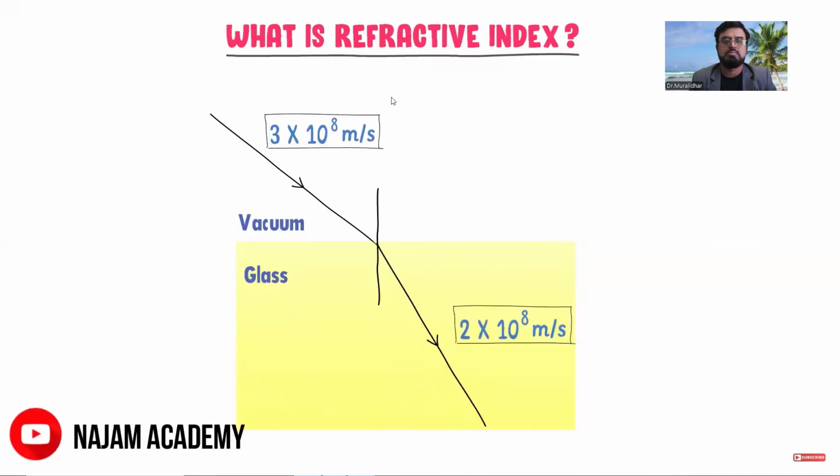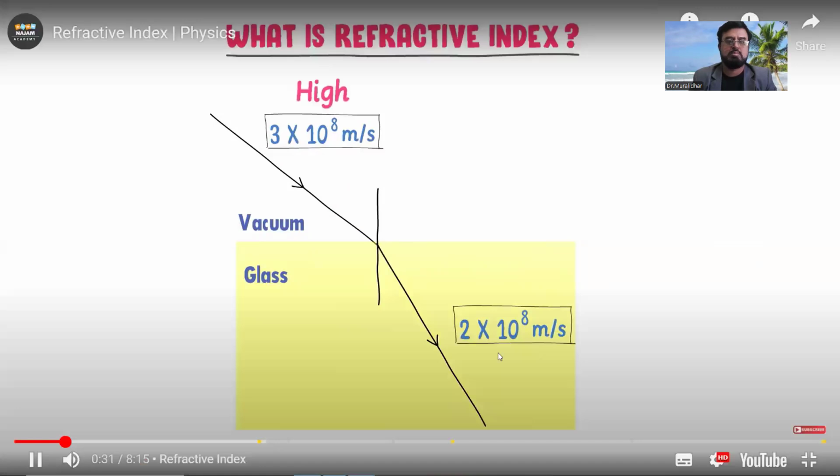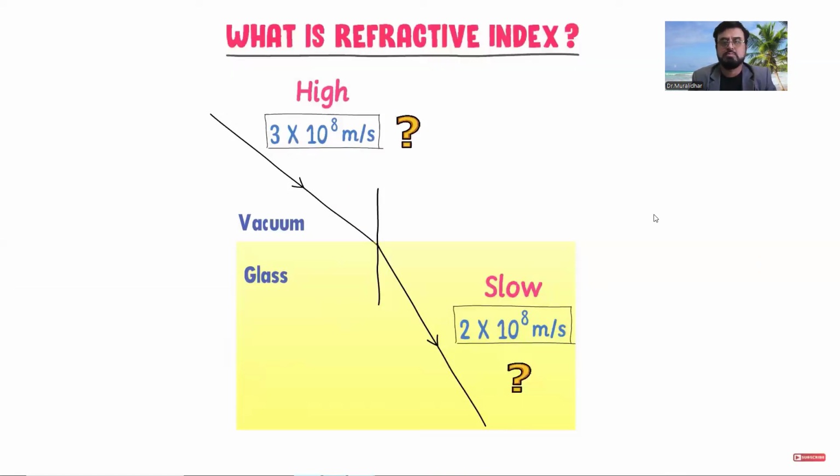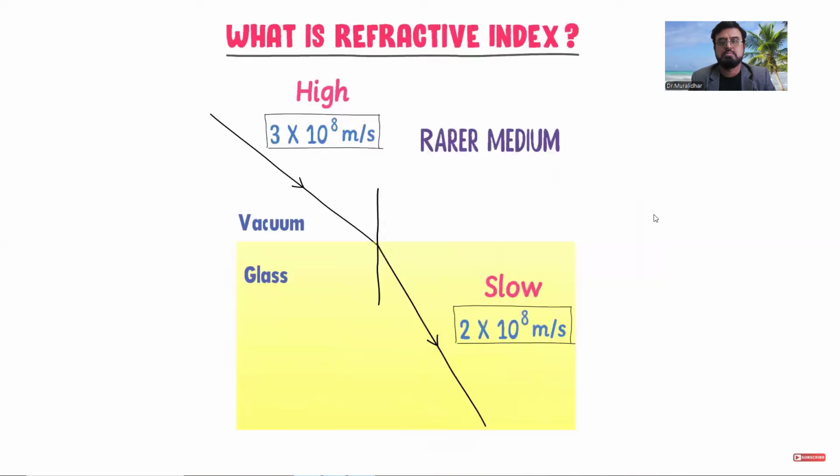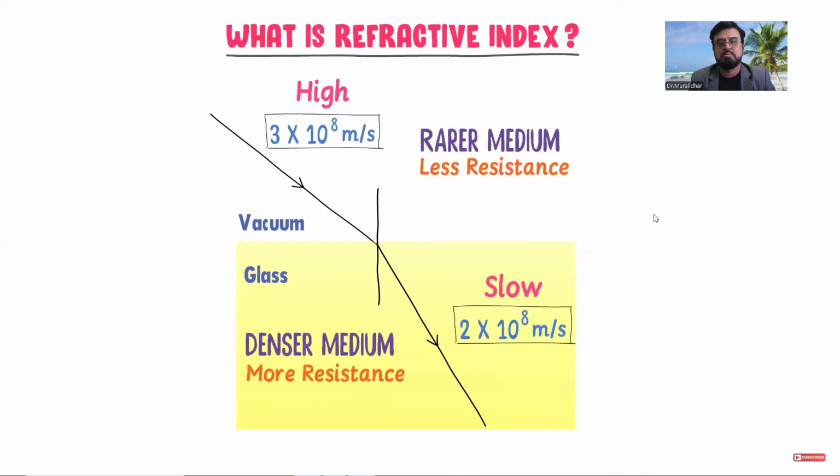So we say that the speed of light in the vacuum is high and the speed of light in the glass is slow. Now if I ask you why the speed of light is high in the vacuum and slow in the glass, then the answer is simple. It is because the vacuum is an optically rarer medium. It means that vacuum shows less resistance to the speed of light, while glass is an optically denser medium. It means that glass shows more resistance to the speed of light.